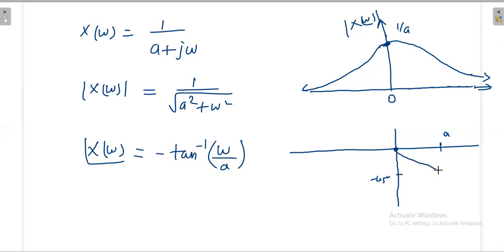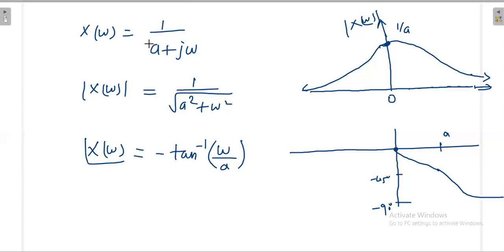Then after a certain time, what will happen? At ω equal to infinity, the phase will become minus 90 degrees. So when you increase ω, the phase also increases negatively, and after a certain time the phase goes to minus 90 degrees. That means when ω reaches a very high value, that is infinity, the phase becomes minus 90 degrees. Similarly, you can get it in the negative frequencies also.